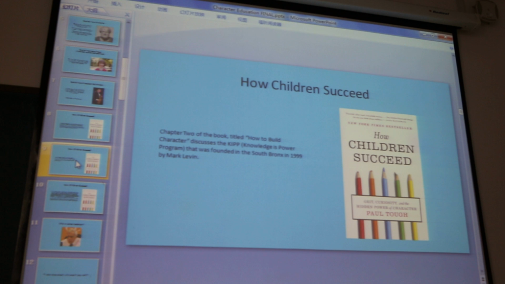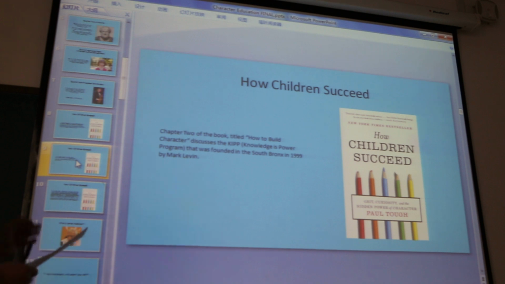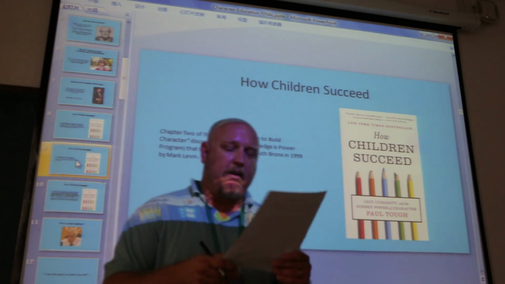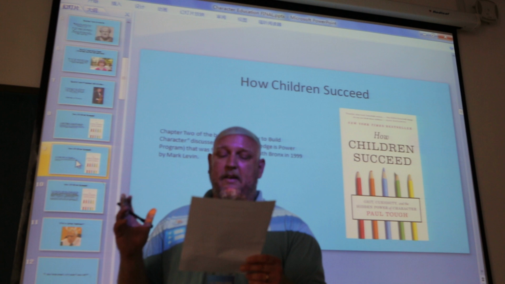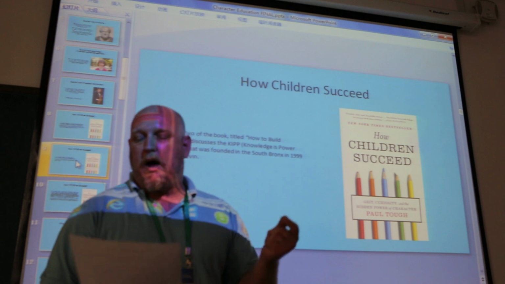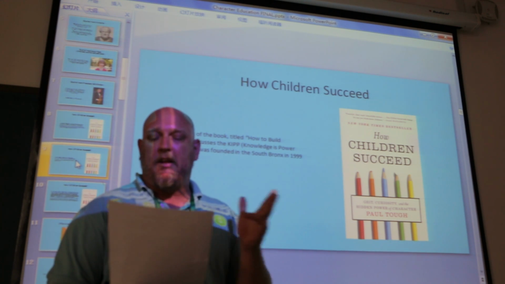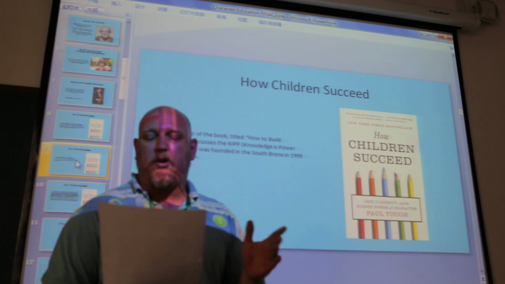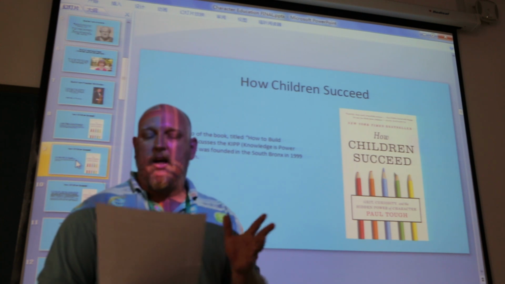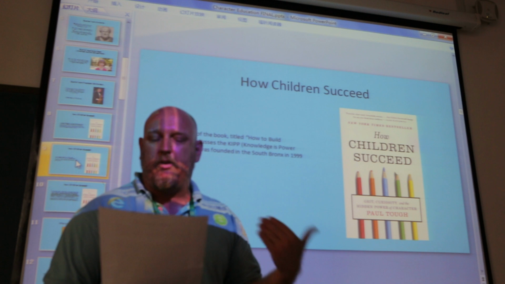Now, chapter 2 I thought was an interesting chapter of the book. It's titled How to Build Character. It discusses the KIPP, Knowledge is Power program that was founded in the South Bronx in 1999 by Mark Levine. So, the students were all black and Hispanic 8th graders, mostly from low-income families. On the 8th grade citywide achievement test in 1999, the students earned the highest scores of any school in the Bronx, as well as the 5th highest in all of New York City. Since then, more than 100 new KIPP charter schools have been created around the country. Most of the students, upon graduation, won admission to highly selective private or Catholic high schools, often with full scholarships.